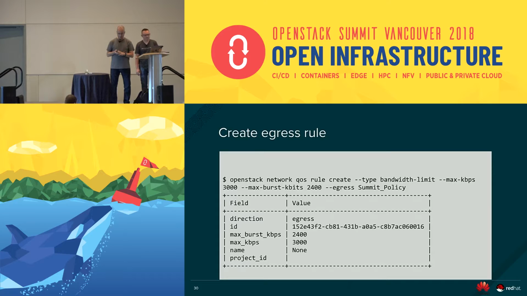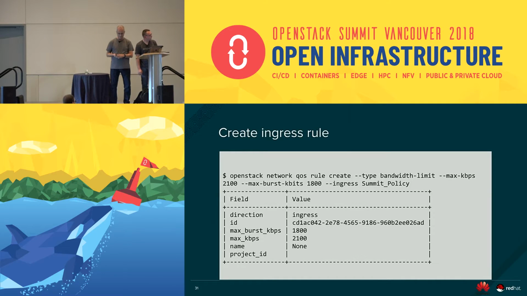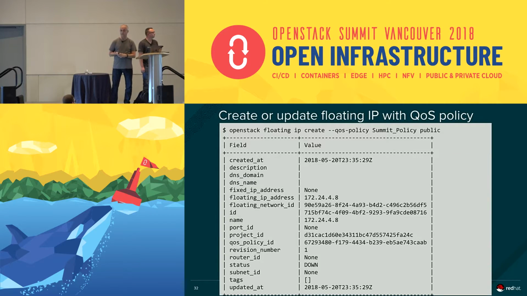So following Slawek's example of the summit policy, in this case, I'm assigning a bandwidth limit egress rule to that policy. And likewise, I'm assigning an ingress rule to that same policy. And then I go create my floating IP.